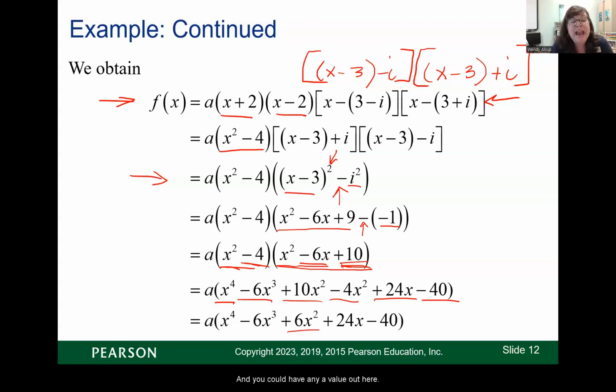And you could have any a value out here. In other words, there are a bunch of different polynomial functions that will have these zeros. I like to just use a as 1, and that would be the simplest one. x to the 4th minus 6x cubed plus 6x squared plus 24x minus 40. All righty.